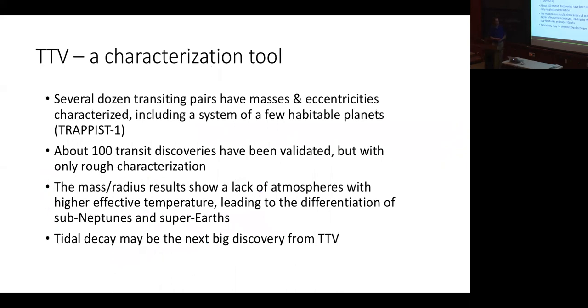We've found that there's a mass radius difference between sub-Neptunes and super-Earths, and this was an early discovery by TTVs, which is now apparent also just in the raw histogram of planet counts, the Fulton gap. And it looks like tidal decay is on deck for the next big discovery by transit timing variation. All right, thank you.